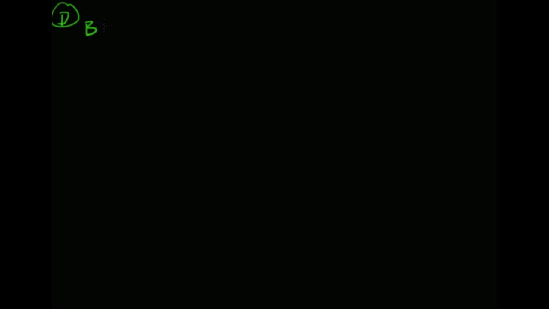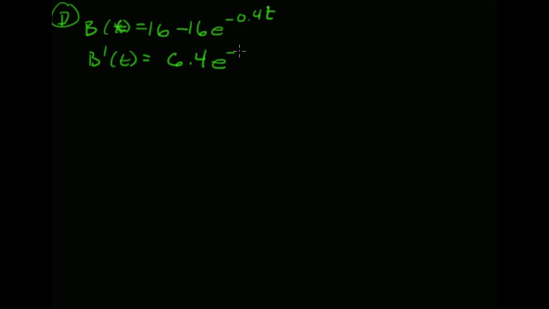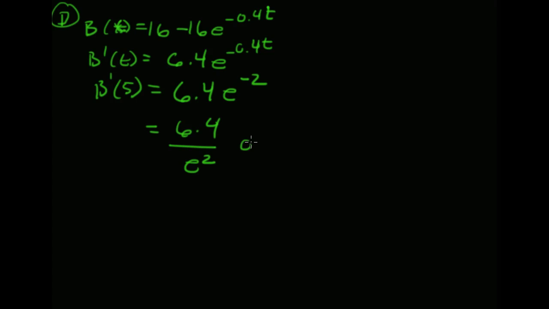So B of t is 16 minus 16 e to the negative 0.4 t. So B prime of t is going to be positive 6.4 e to the negative 0.4 t. If I take B prime of 5, that's 6.4 e to the 0.4 times 5, which is negative 2. So you could literally write this as 6.4 over e squared, and that's ounces per minute.